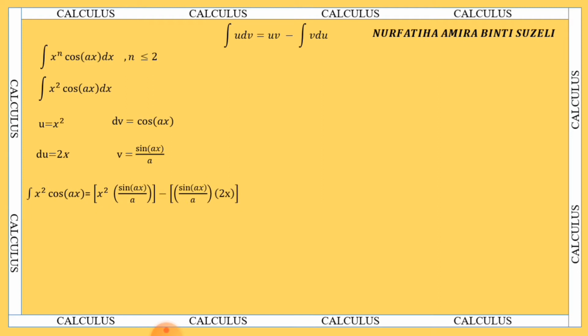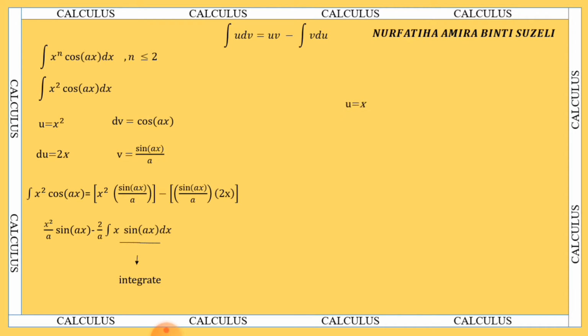So it becomes integral x square cos ax dx equals x square times sin ax over a minus sin ax over a times 2x. This becomes x square over a sin ax minus 2 over a integral x sin ax dx. In this example, you have two integrations by parts. We also have to integrate x sin ax dx.